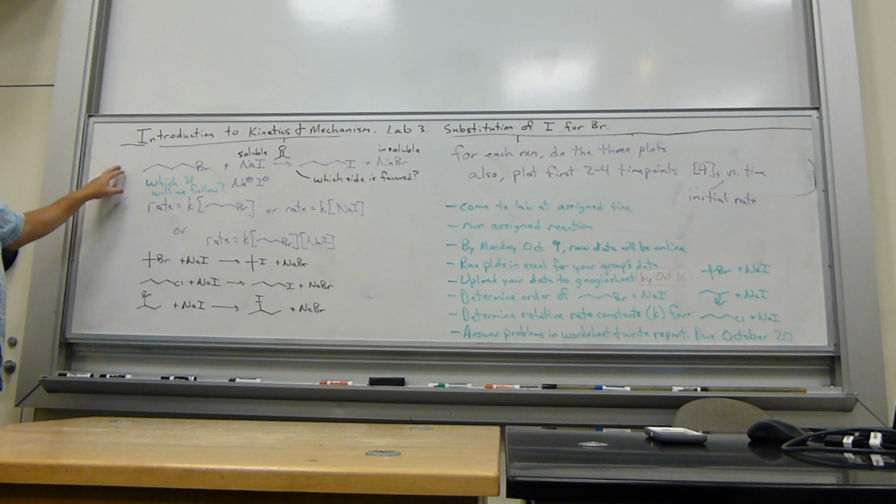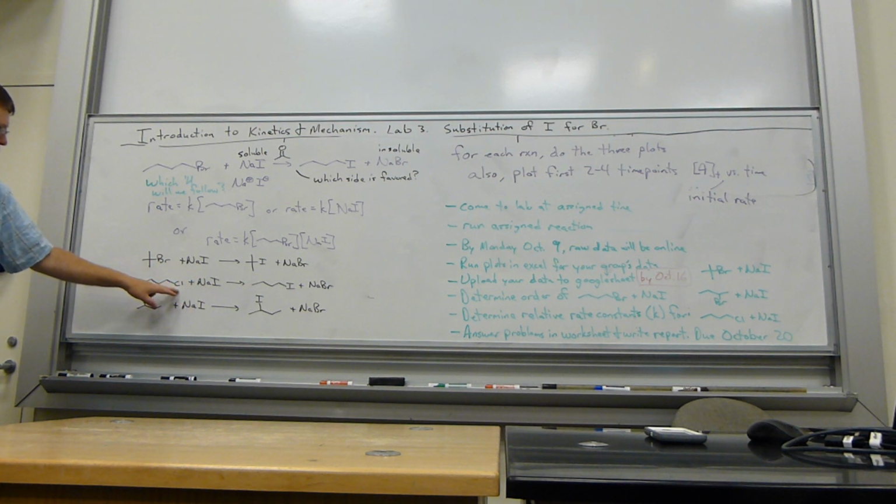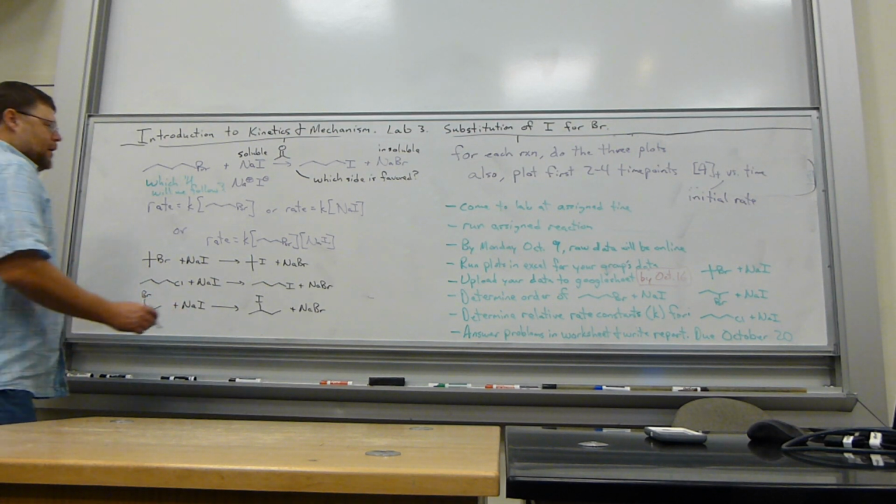Like I said, 3 or 4 groups are going to run N-butyl bromide plus sodium iodide and acetone. One group is going to run T-butyl bromide plus sodium iodide and acetone. Another group will run N-butyl chloride, where iodide is going to substitute for a chloride. And yet another group will run sec-butyl bromide plus sodium iodide. Okay?